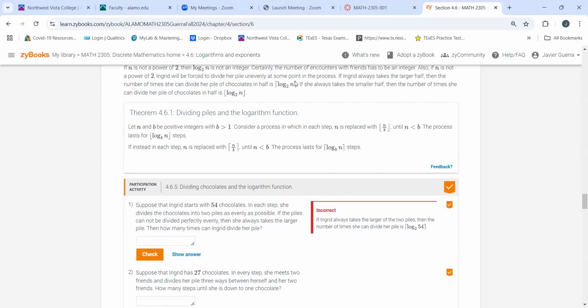I want to get as close as to 54. So what do I have to raise 2 to get 54? I'm going to say 6. No, that's 64. I went too high. What's 2 raised to the 5th? That's 32. So 2 to the 6th is 64. 2 to the 5th is 32. 54 is in between. So since I'm doing ceiling, it has to be 6.